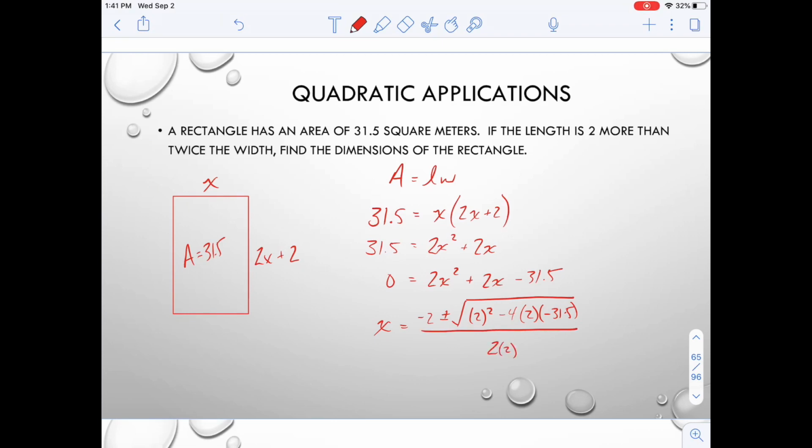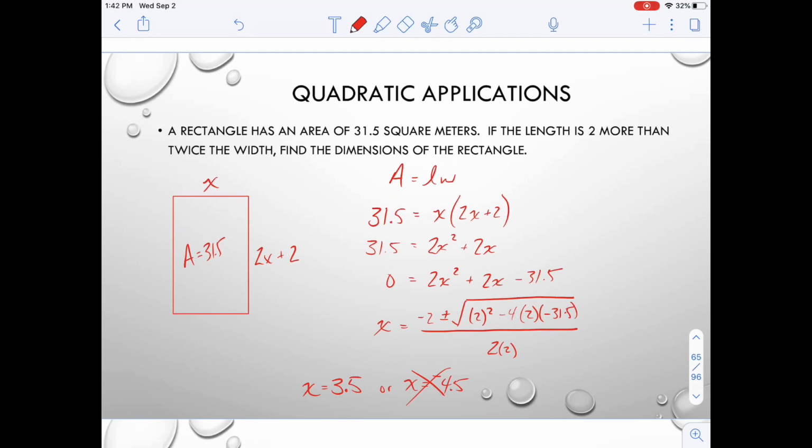And again, I'm going to use the quadratic formula program in my graphing calculator just to simplify a few things for the video. So we're going to have 2, 2, and negative 31.5. So again, here I'm going to get solutions of x equals 3.5 or x equals negative 4.5. Again, I can't actually have a dimension that is negative. It doesn't make sense for the context of the problem. So this negative dimension has to go away.